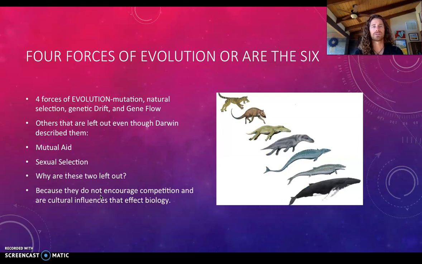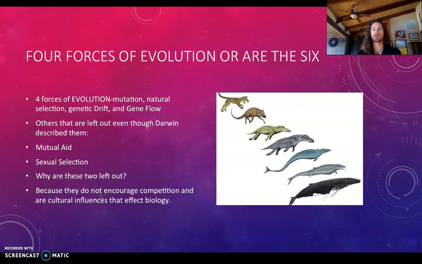So essentially, there are 4 forces of evolution, or are there 6, is kind of my question here. In biological anthropology, we really focus on the 4 forces that have been pulled out of Darwinian evolution, which are, again, natural selection, mutation, genetic drift, and gene flow.